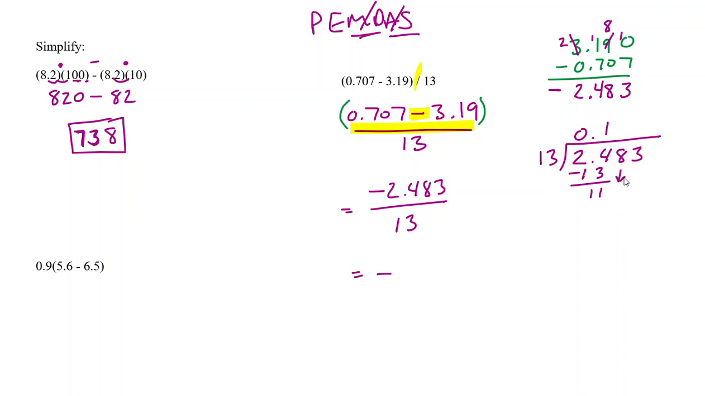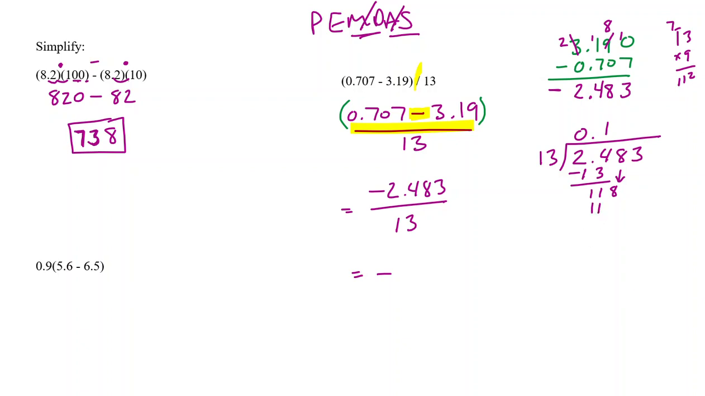Bring down the 8. And 13 goes into 118, probably 8, 9, let's see. Let's try 9 times, we'll see. So I'm going to do off the side. I'm going to do 13 times 9 is 27, 9, 10, 11. Oh, look, it worked.